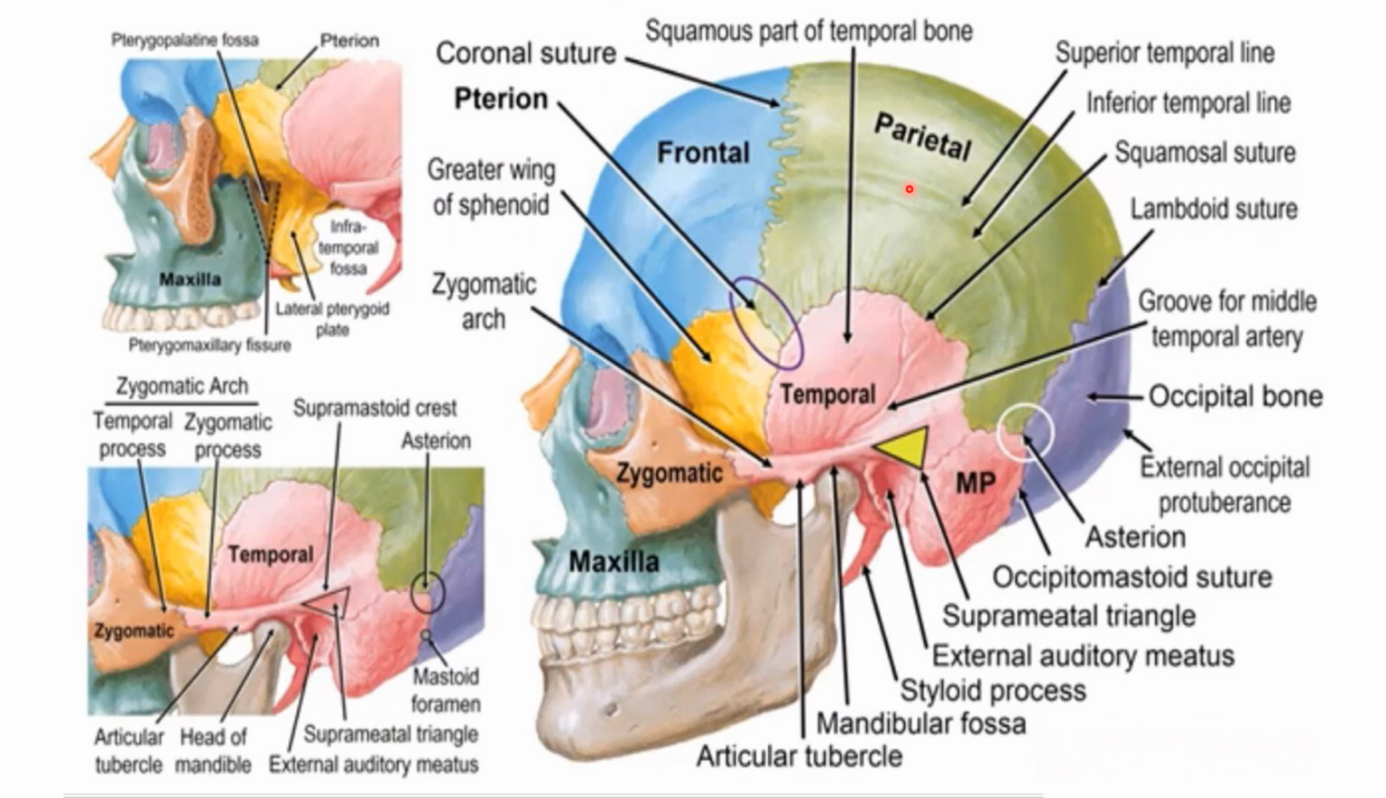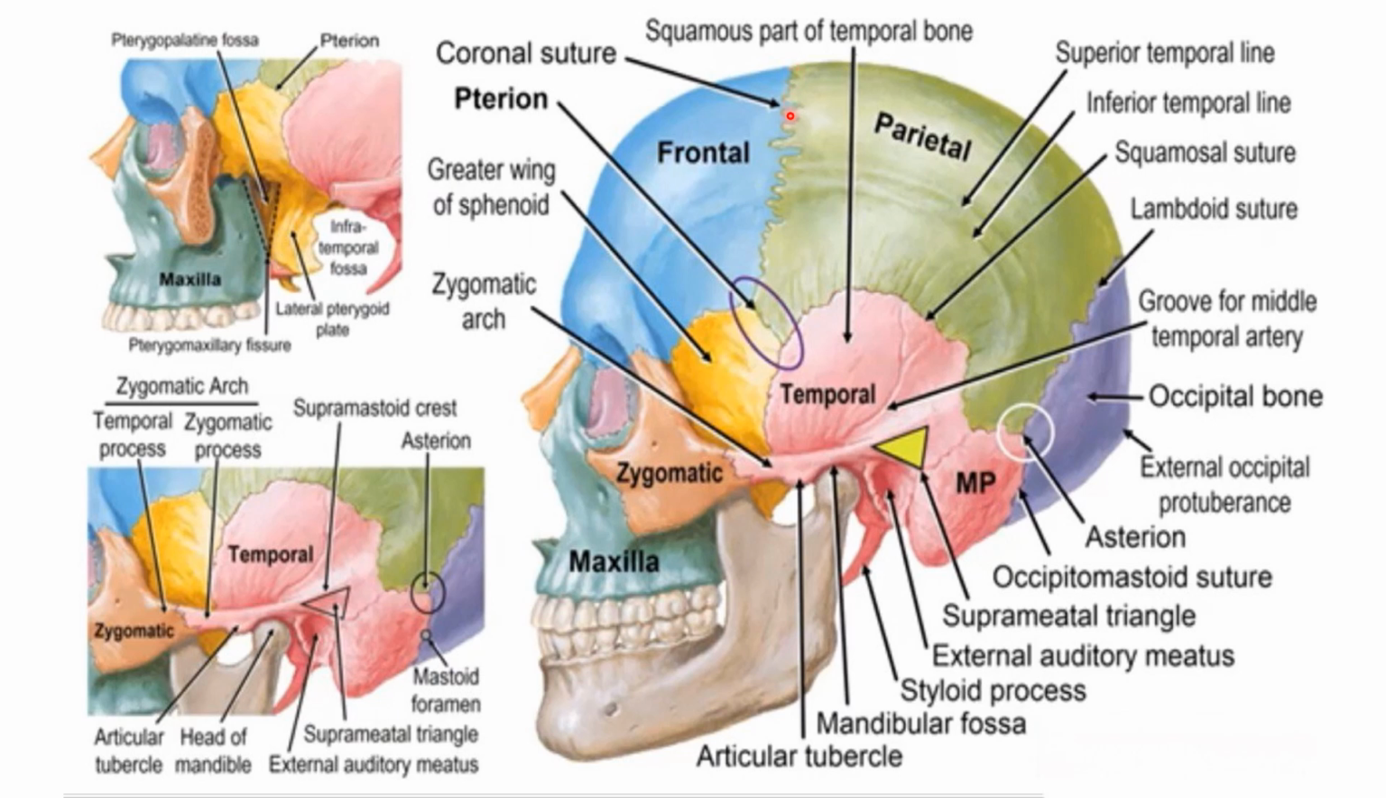Okay, again, just to recapitulate, this is the frontal bone, this is the parietal bone, this is the occipital bone, this is the squamous part of the temporal bone, this is the greater wing of the sphenoid, this is the zygomatic bone, this is the zygomatic arch. Okay, this is the mastoid process, this is the styloid process. All right, this is the mandible, this is the nasal bone.